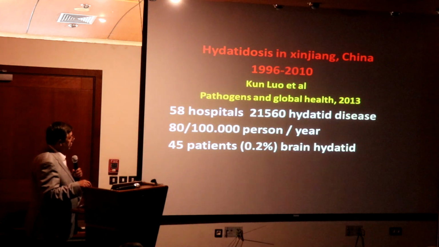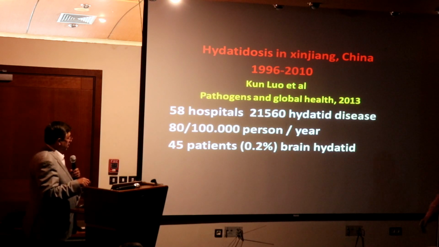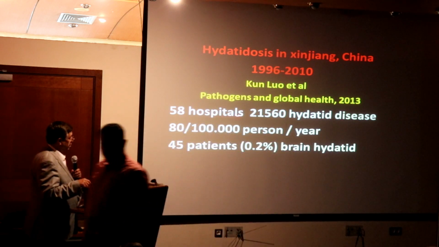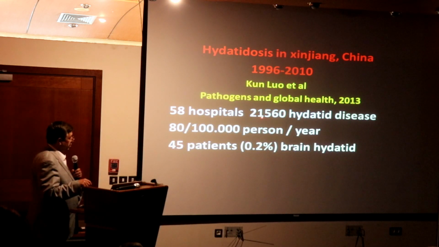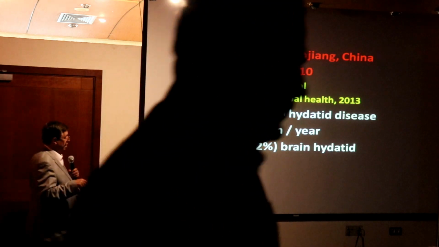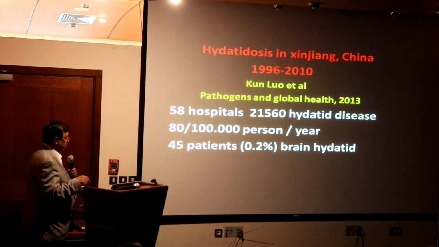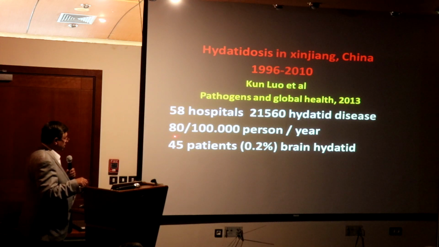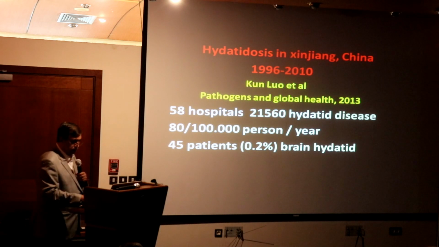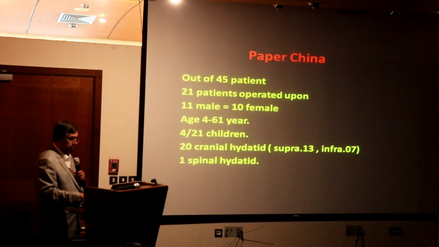This is a major paper about hydatid disease from China, about patients between 1996 and 2010, from 58 hospitals, 21,560 hydatid disease cases. China is one of the areas where the disease is endemic, 80 per 100,000 persons per year, and out of these, 45 patients had hydatid in the brain. So it is a major global problem.